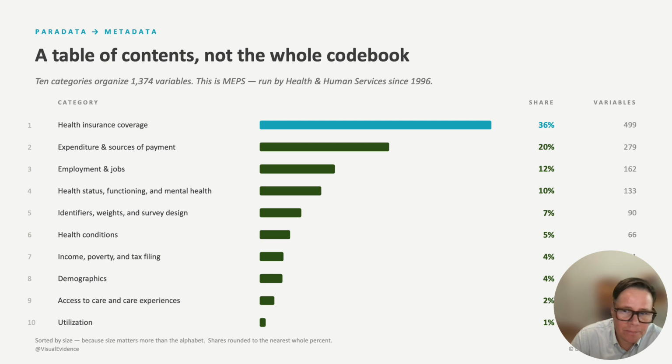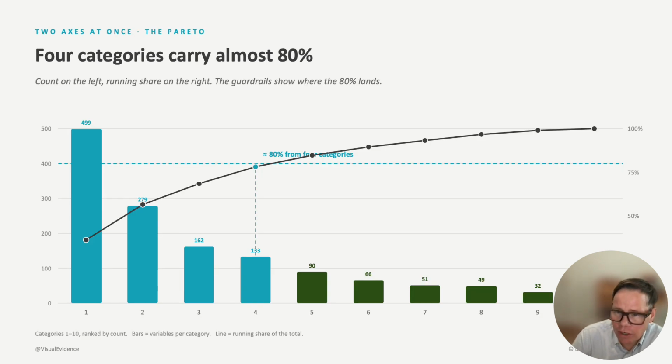Can we do better? What about a Pareto chart? Here we plot our 2 quantitative columns at once. On the first left y-axis, we have the count of the variables. On the far right, we have the percent to 100. The guardrail lines, the dashed ones, at almost 80% reinforce the message we already know, and that is that 80% of the variables come from just these 4 first categories.